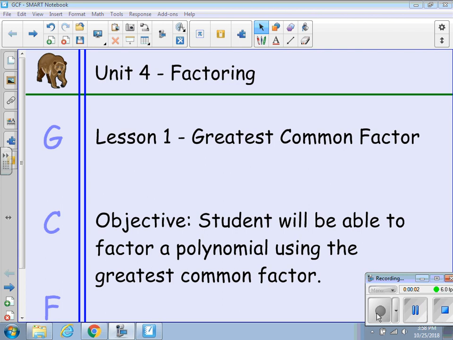All right, guys, welcome to Unit 4 of factoring. In this first lesson, we're going to learn about the greatest common factor, and all of the students are going to be able to factor a polynomial using the greatest common factor. That's our objective. So let's take a look at these notes.